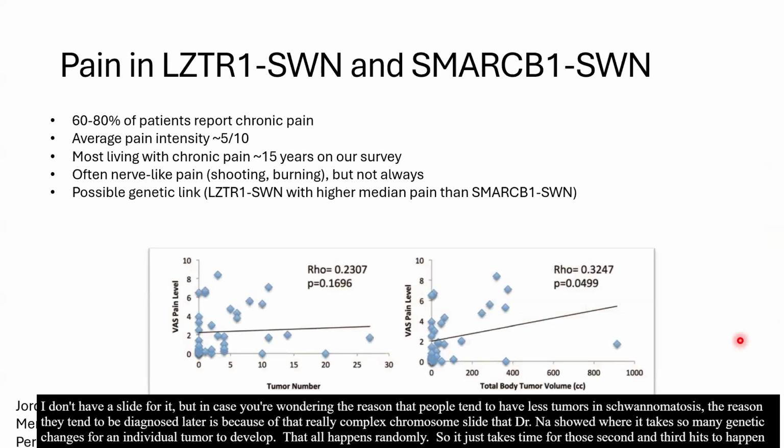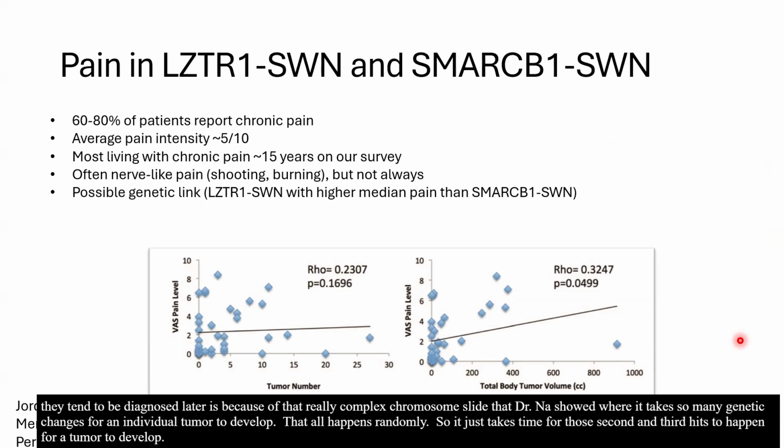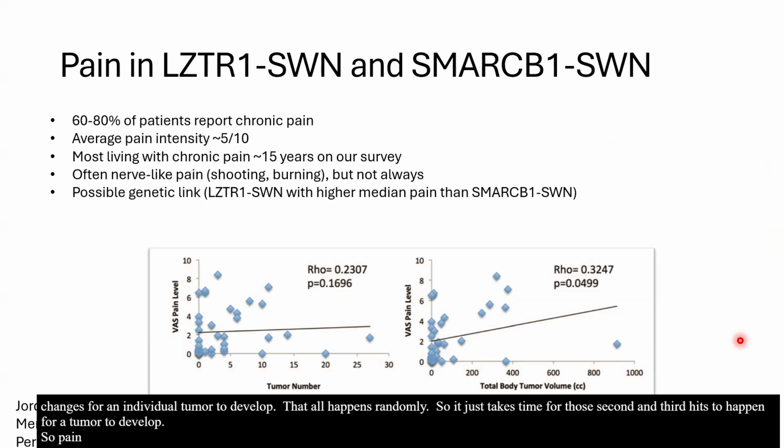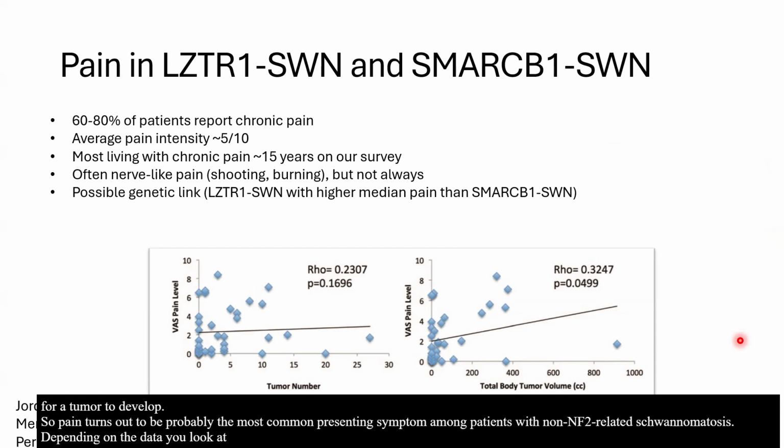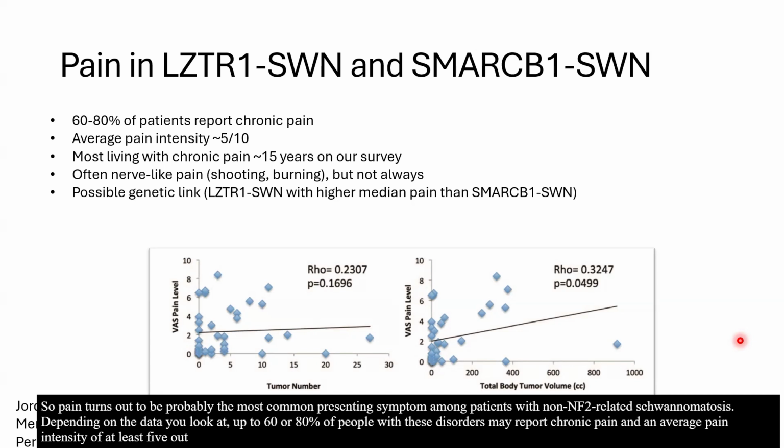So pain turns out to be probably the most common presenting symptom among patients with non-NF2 related schwannomatosis. Depending on the data you look at, up to 60 or 80% of people with these disorders may report chronic pain, and an average pain intensity of at least 5 out of 10, which is quite a lot of pain. And I see a lot of nodding heads in the room.